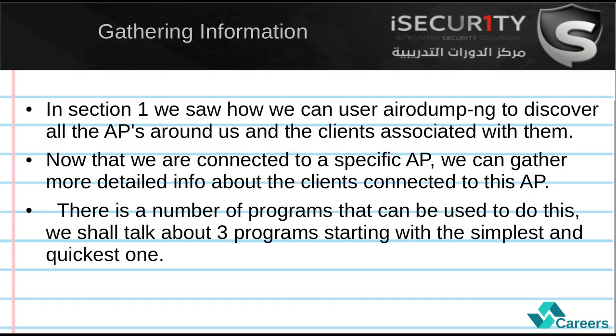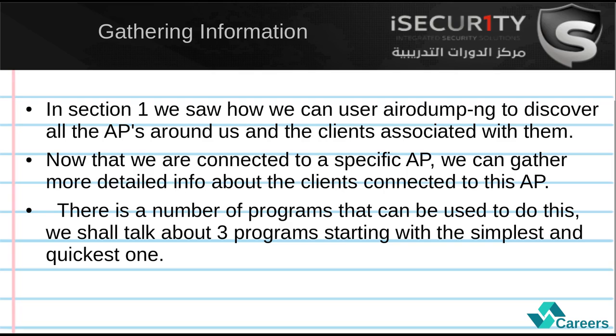In section 1, we saw how we can use Airodump-ng to discover the connected clients. We saw in the second part of the Airodump output how we can see the associated clients and their MAC addresses. That was about it. That's everything we can get before we can connect to the target access point. Now, after connecting, we can gather much more detailed information about these devices.